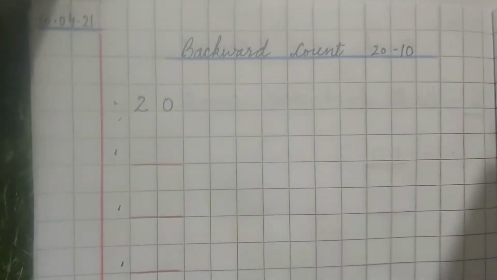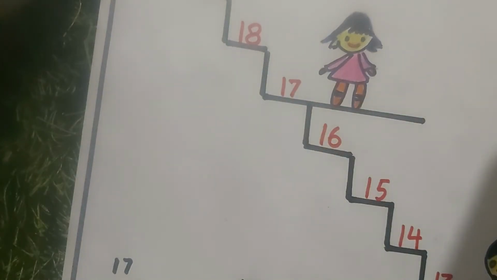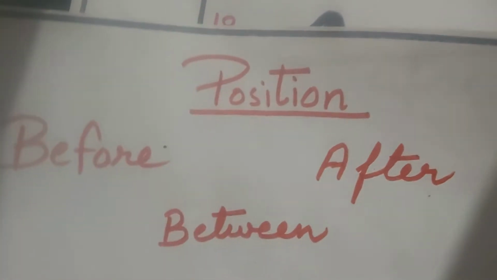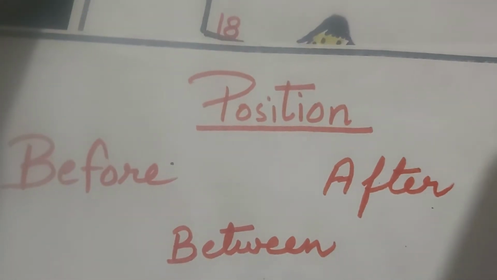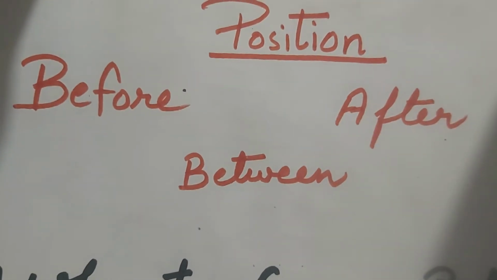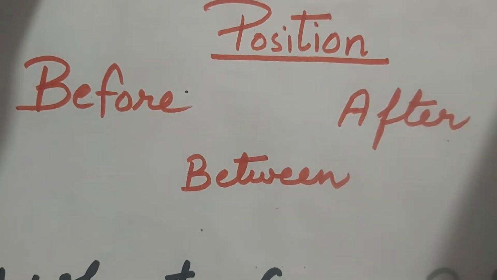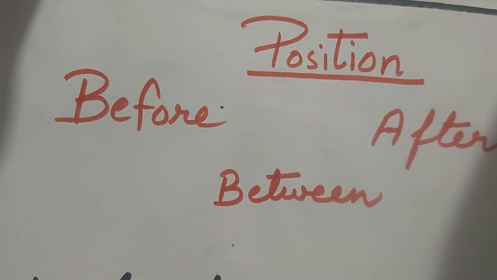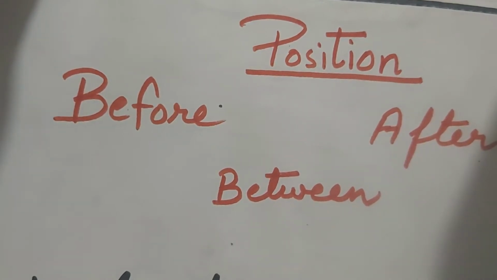Okay, children. Now next I am going to tell you about before, after and between numbers. Now today we are going to do before numbers. Not all of before, after and between. Only before numbers today. Children, before, after, between means position. It tells the position. Now if you say that my friend Arun is standing before me in the line, it means Arun is standing in front of you.